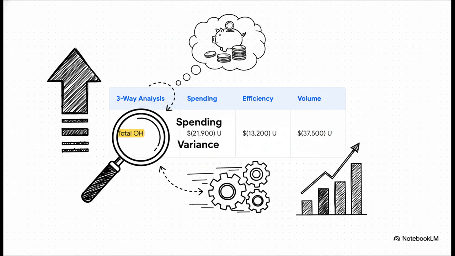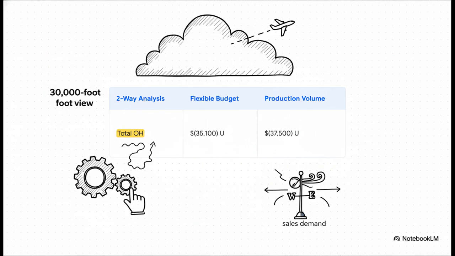Next, we can simplify things a bit into a 3-way analysis. What we do here is combine both of the spending variances, the variable one and the fixed one, into one big total spending variance. This helps a manager see all the price-related issues in one single bucket, completely separate from efficiency and volume.